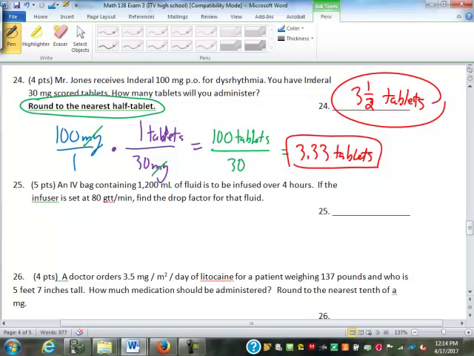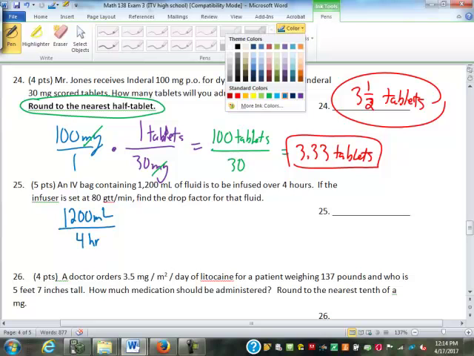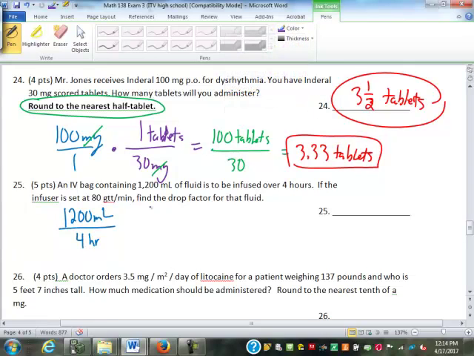Next, an IV bag containing 1,200 milliliters is to be infused over 4 hours. If the infuser is set to 80 drops per minute, find the drop factor. Well, what I'm going to have to do here is convert hours to minutes, because the only time we have here is minutes. So 1 hour is 60 minutes. So I'm going to cancel the hours. And I'm going to figure this out.